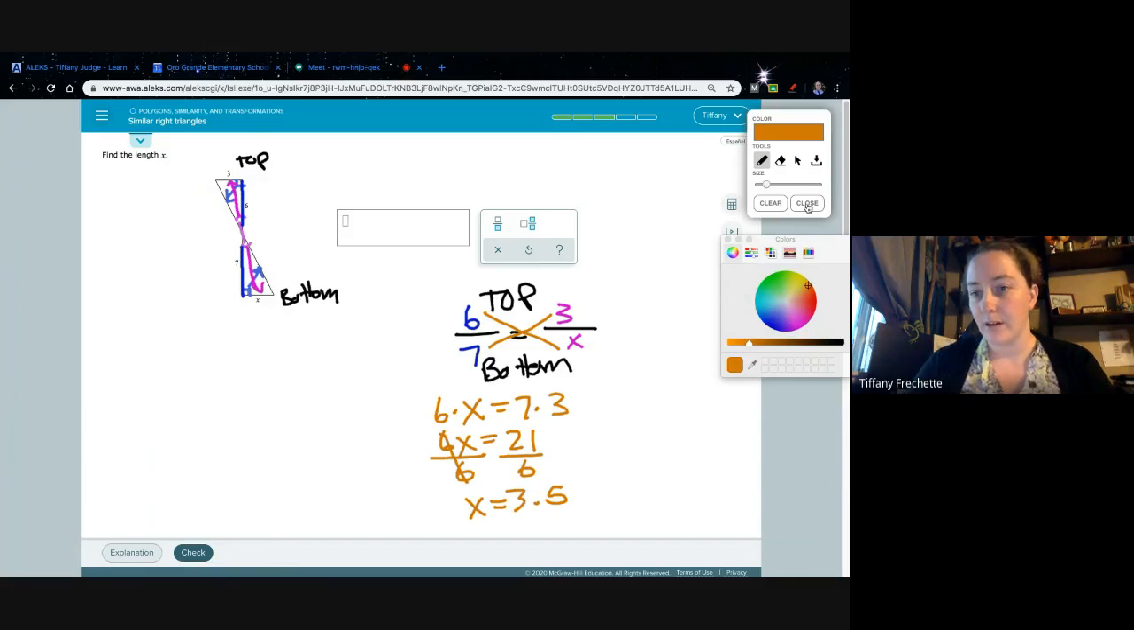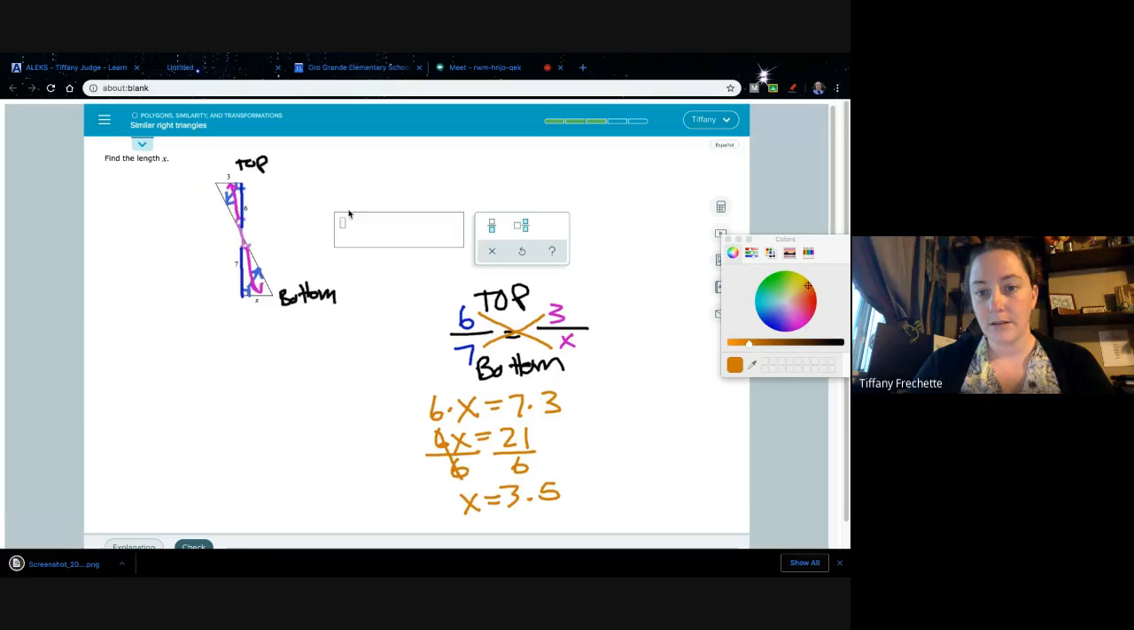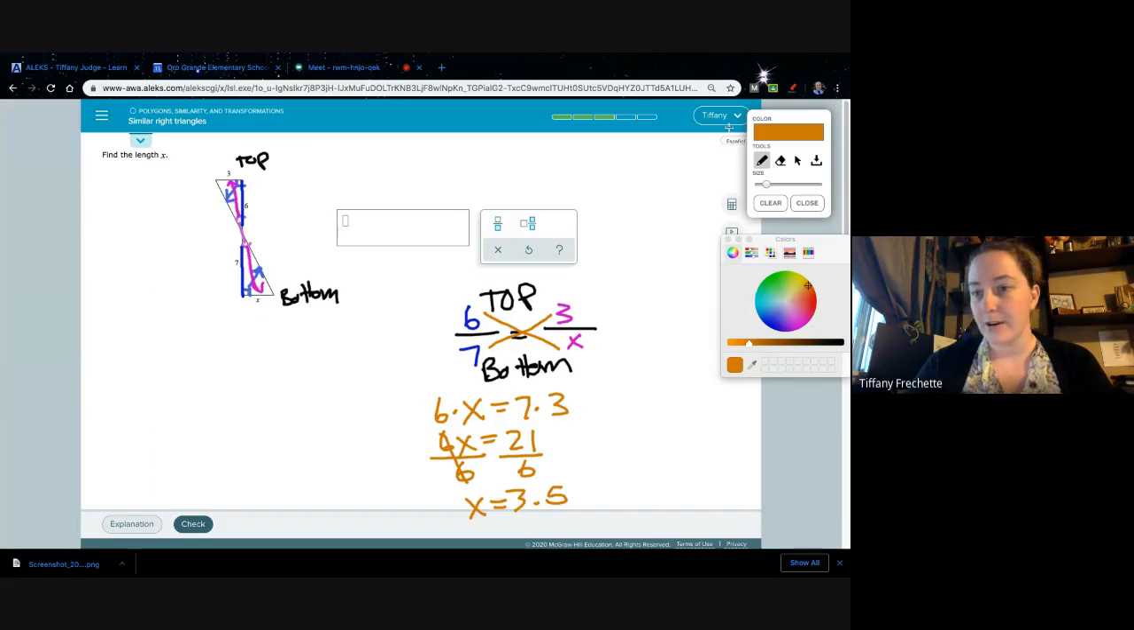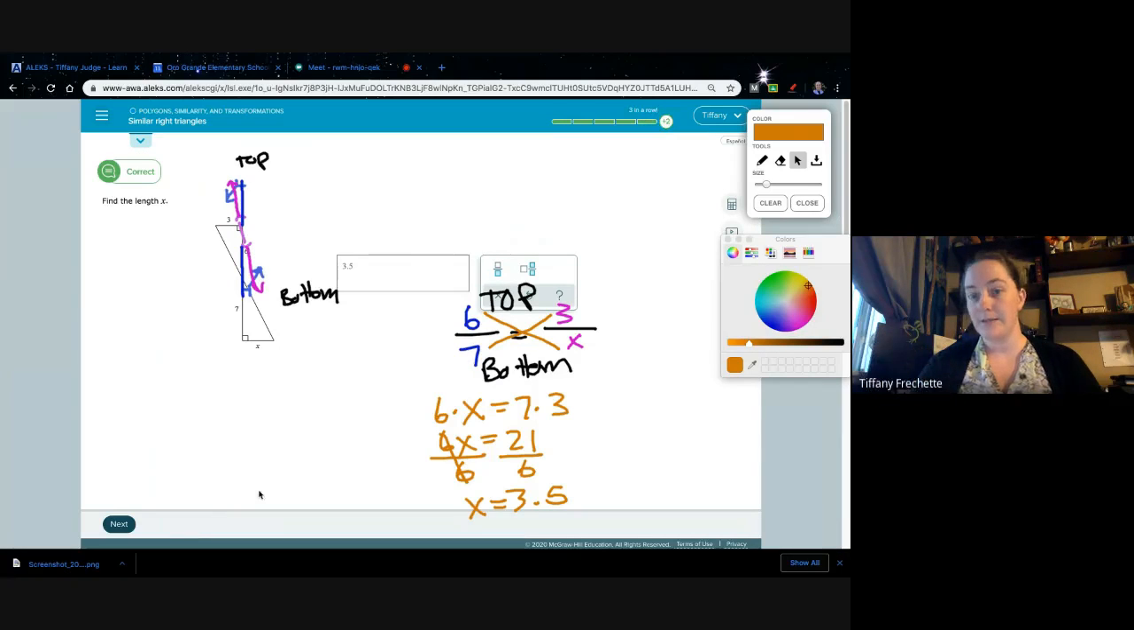3.5. All right, let's go ahead and check it. Uh-oh, I took a screenshot of my window here. Sorry. Clicking on the wrong buttons here. So I get 3.5. We're going to click check. All right, that was it. We finished that one.